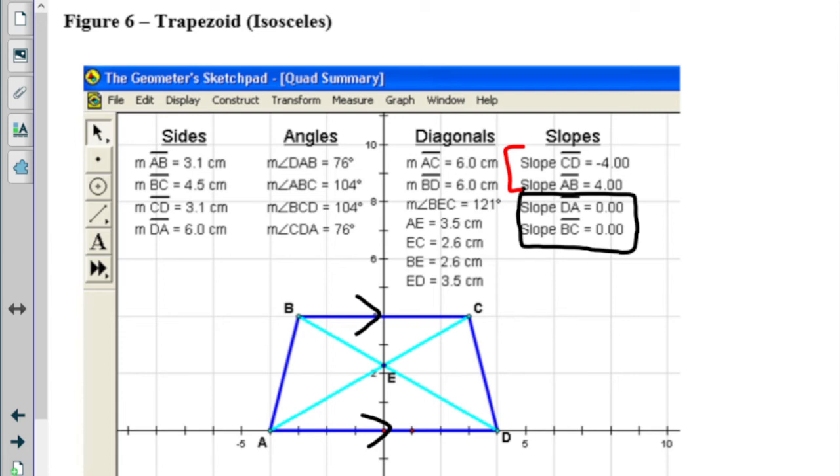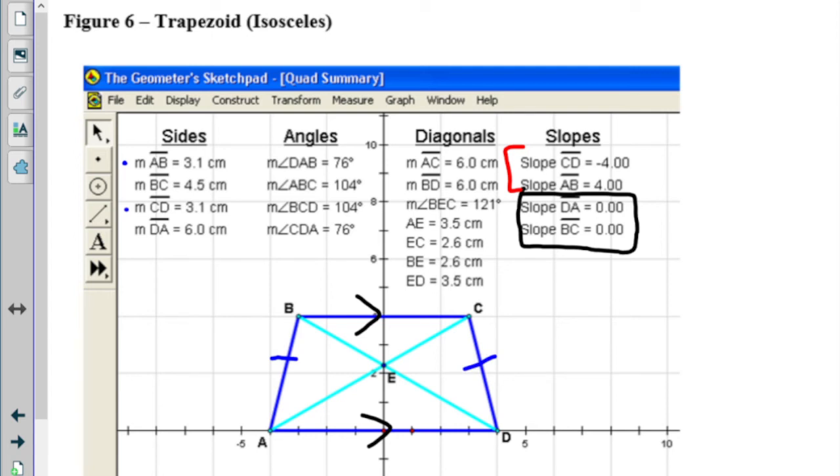And the thing you'll see is that in this isosceles trapezoid, the thing that makes it isosceles is that the other pair of sides are congruent to each other. So A to B and C to D are the same. So this trapezoid is isosceles.